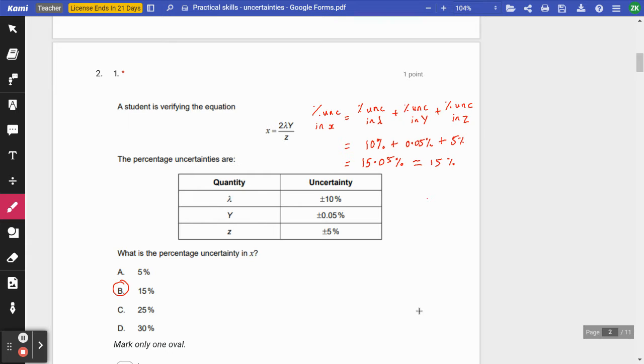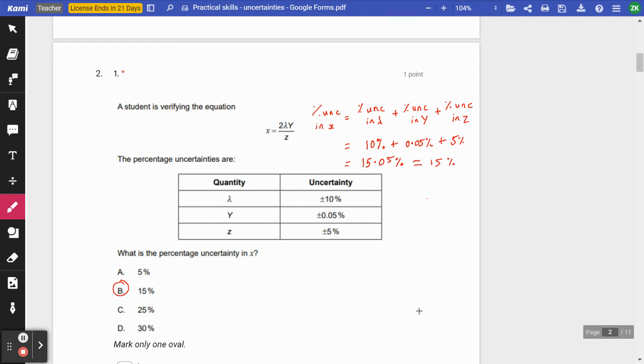So, we've got a formula here. X is equal to 2 times lambda times y divided by z. The constants don't carry any uncertainties, so we ignore the 2. It's multiplication, so lambda is multiplied by y, and there's a division by z. Now, we know with division or multiplication, we add percentage uncertainty. So the percentage uncertainty in x is the sum of all of the percentage uncertainties: the percentage uncertainty in lambda plus the percentage uncertainty in y plus the percentage uncertainty in z.